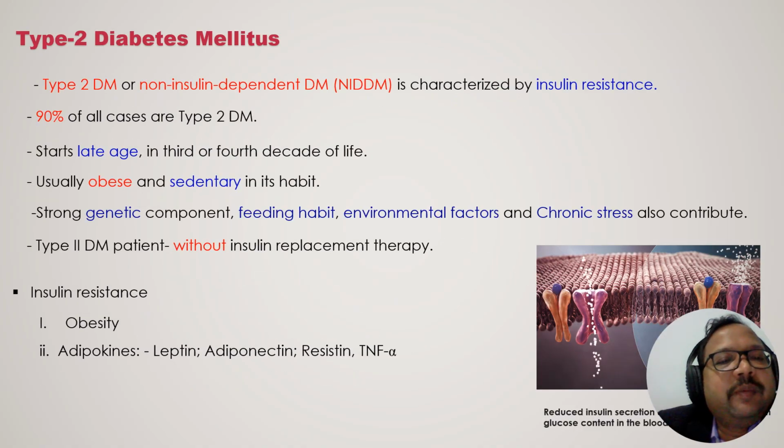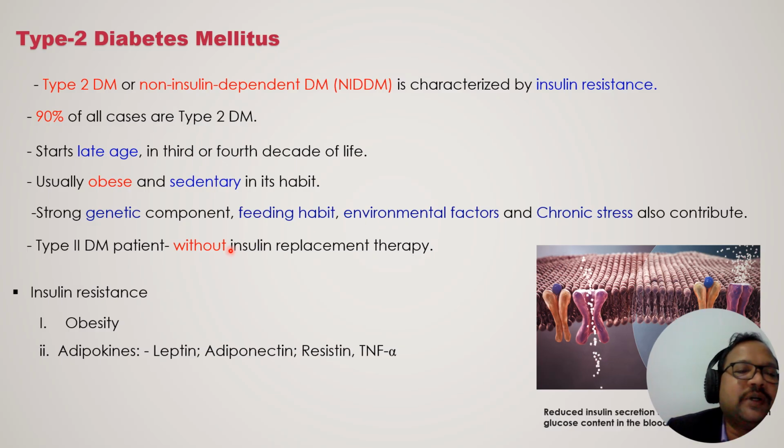Next is type 2 diabetes mellitus. It is also called non-insulin dependent diabetes mellitus because here insulin is present but insulin resistance is increased. Nearly 90% of diabetes patients have type 2 diabetes mellitus. We can see it at a later age due to sedentary lifestyle factors, and sometimes genetic factors, environmental factors, and stress also lead to type 2 diabetes.